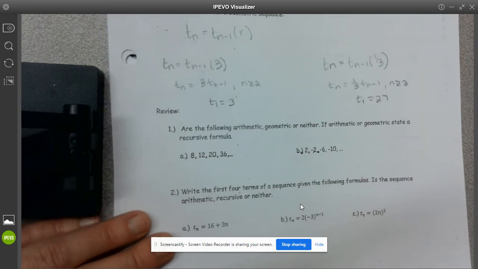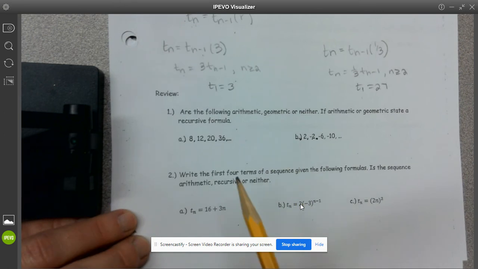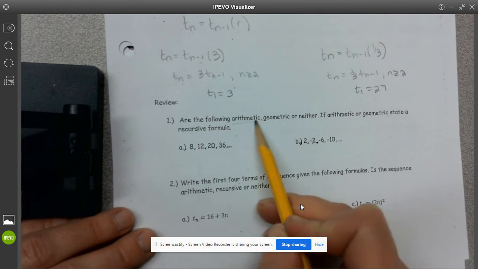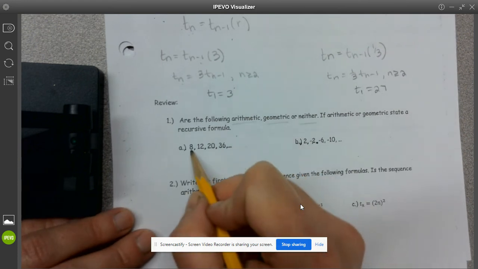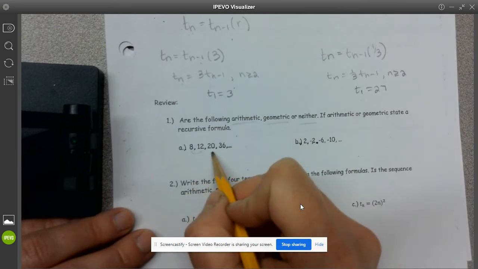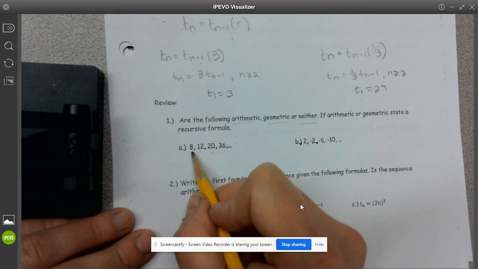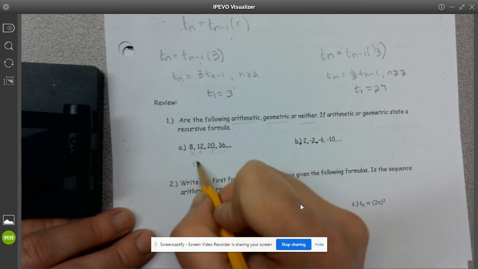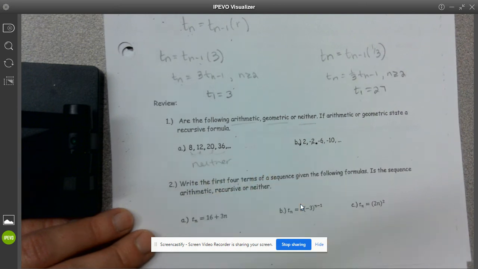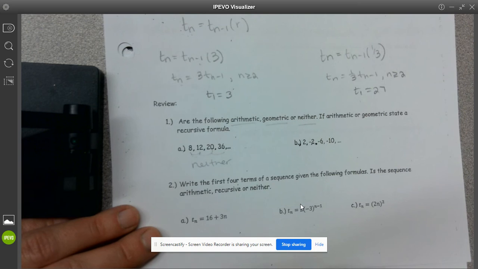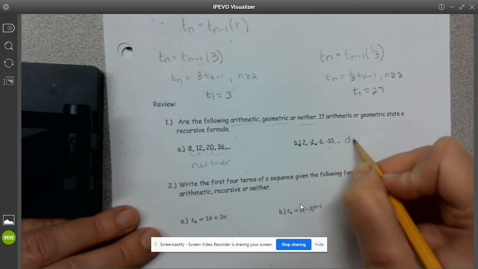Let's review. I want you to pause the video and try these on your own, and then come back and check. Are they arithmetic, geometric, or neither? Here, you're not adding the same thing every time or multiplying. 12 divided by 8, 20 divided by 12, it's not the same thing, so it's neither. And that's fine. It can still be a sequence.